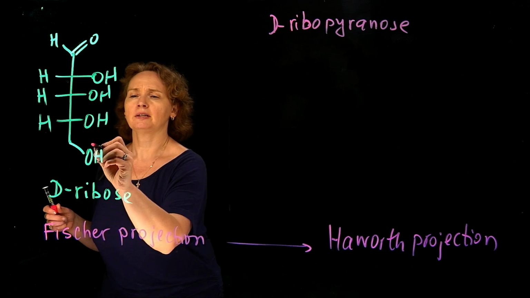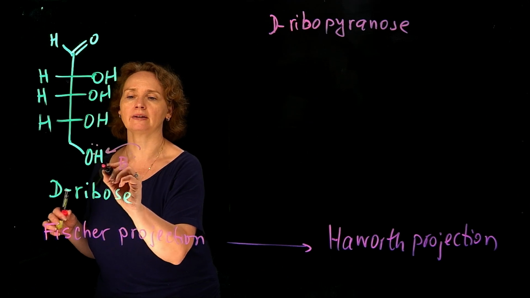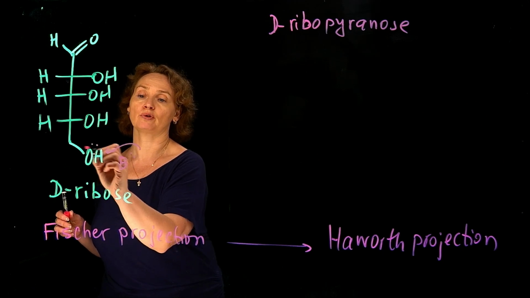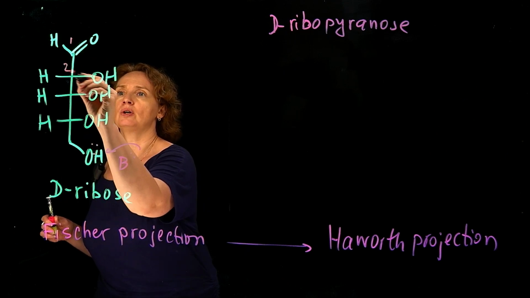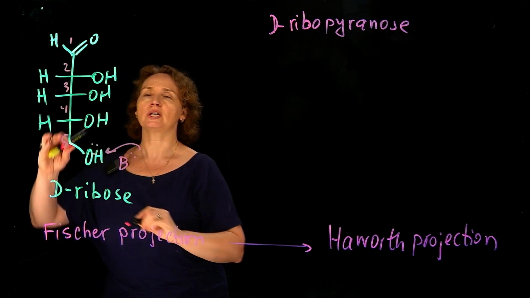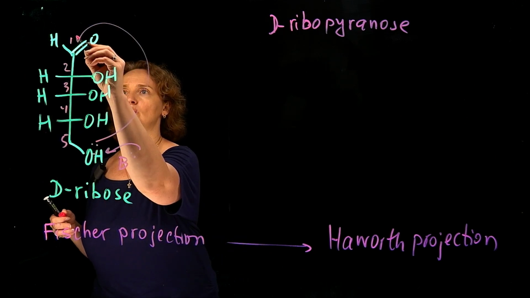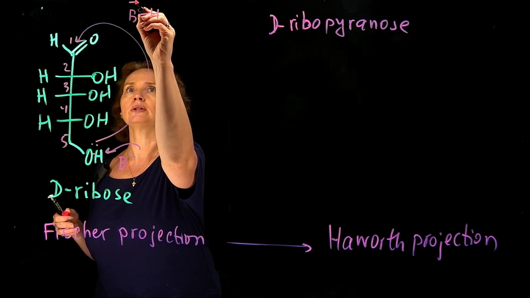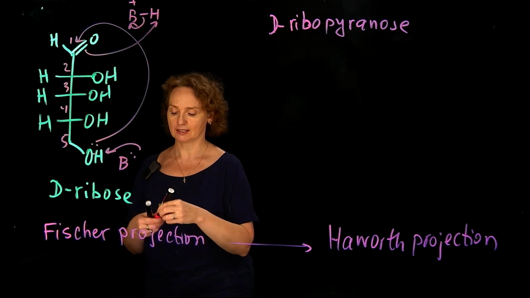So that means that if I have a base, to abstract that proton from an OH group, this OH group will be attached to carbon number 5 because I need to have 5 carbons and 1 oxygen as a result, right? So I'm going to have the following kind of chemical transformation to form a cyclic structure.